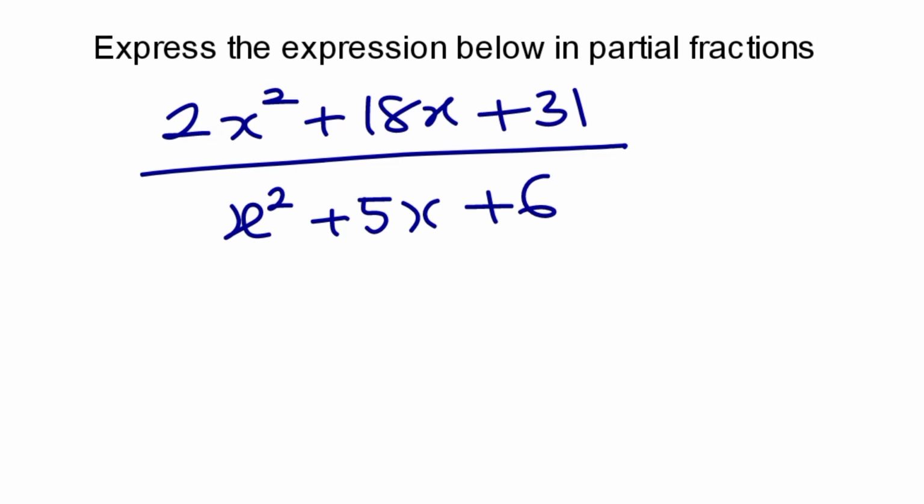In this case, the numerator has a degree of 2, while the denominator also has a degree of 2. So for us to apply partial fractions, we have to divide. In the first example we did in this series, the numerator had something like x to the power of 1, while the denominator had x to the power of 2. But in this case, they are equal. So since they are equal, we have to divide. How are we going to divide?